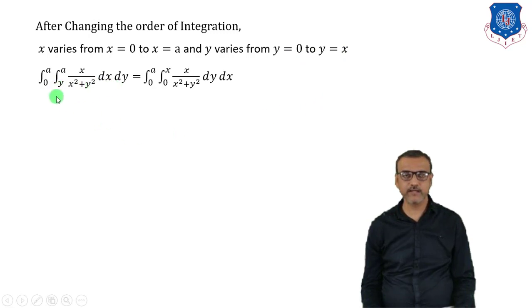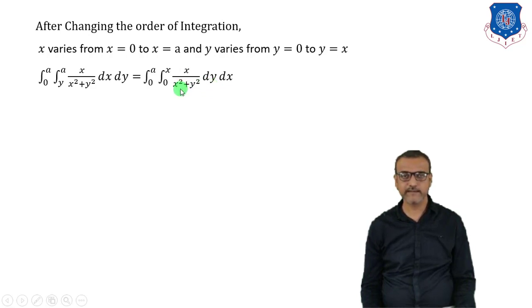Here this is the given integration, that is integration from 0 to a, integration from y to a, x upon x square plus y square dx dy, and this is equal to, now you can see that this is the inner limit of x and this is the outer limit of y. But here this is the inner limit, y varies from 0 to x, and this is the outer limit, x varies from 0 to a. So this is equal to integration from 0 to a, integration from 0 to x, x upon x square plus y square dy dx. Now first of all we will integrate this function with respect to y, keeping x constant.